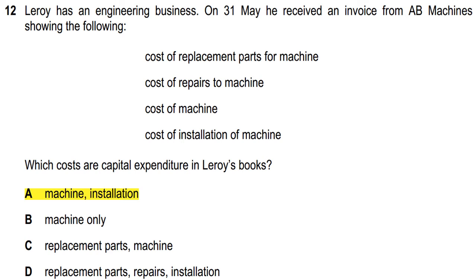A option is correct: machine installation. From these four, cost of replacement part of machine will be revenue expenditure. Cost of repair expenses are always revenue expenditure. Cost of machine is capital expenditure. Cost of installation of machine is also capital expenditure.